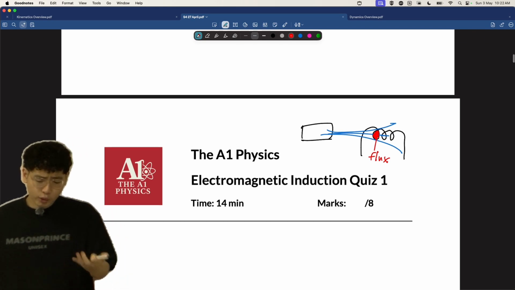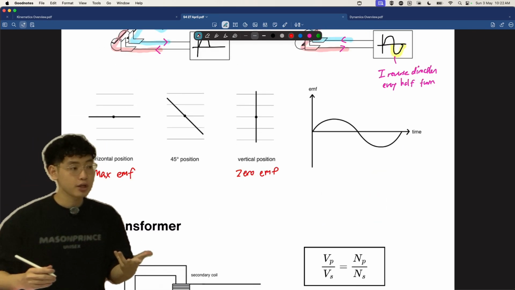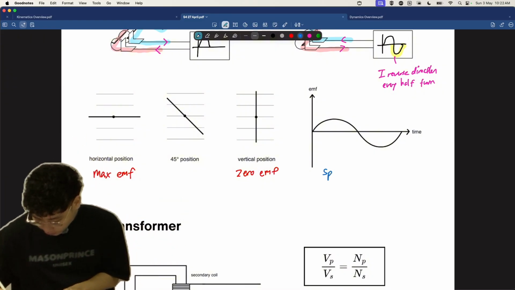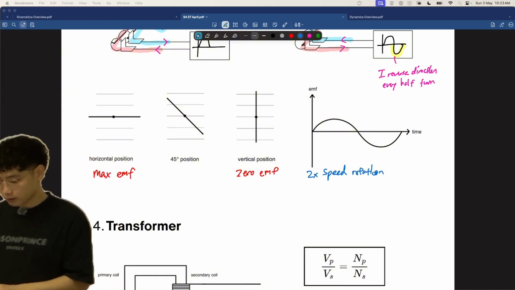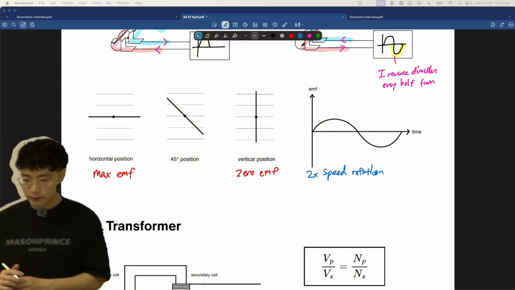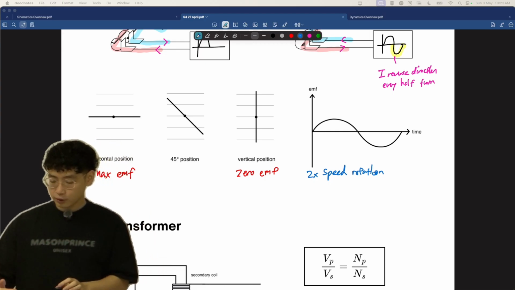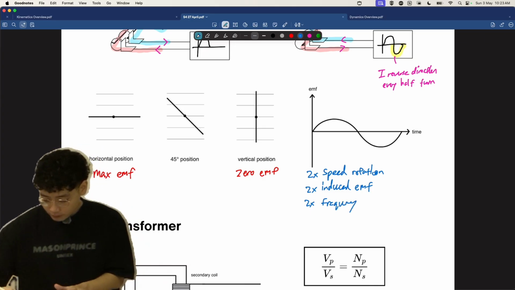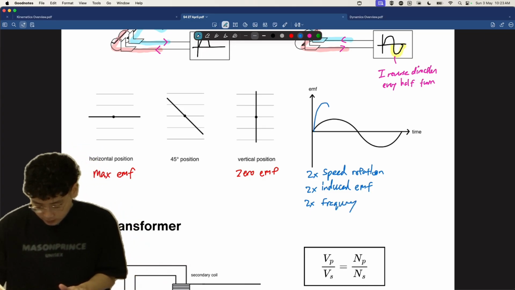The next thing I'd like to ask is, what happens when the speed of rotation of the coil is doubled? What happens when I spin it twice as fast? Any idea what is going to happen? Speed of rotation, 2x. What's going to happen to the output graph? Two times the induced EMF and also 2 times the frequency. So if we draw the graph, it's going to be like this, like this, like this.